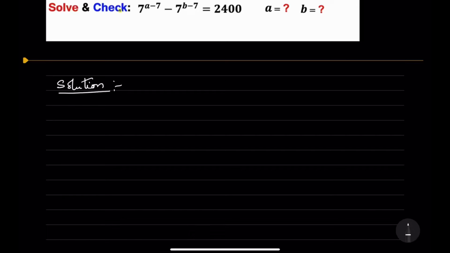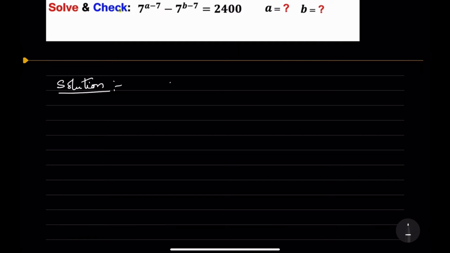Hello friends, let's start off with a new Olympiad problem. So what's given over here? It's given that solve and check 7 to the power of a minus 7 minus 7 to the power of b minus 7 is equal to 2400, where we have to find what is a and what is b.